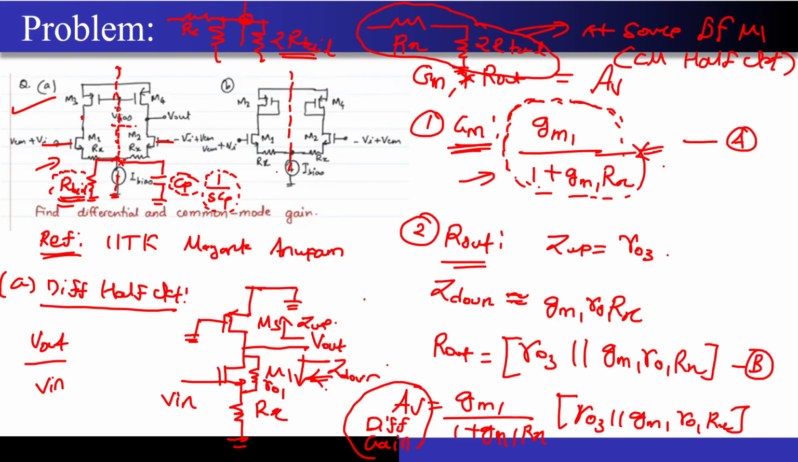Correct? Again, we have to do the same thing. We have to first draw the differential mode half circuit for this. Then we will calculate the differential gain. Then again we will draw the common mode half circuit. We will calculate the common mode gain, and we will see what we are getting. Correct?